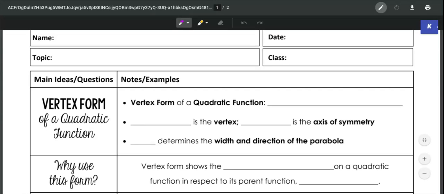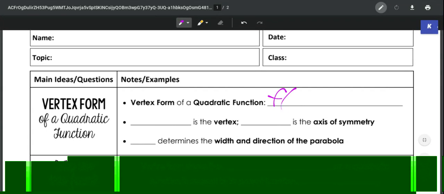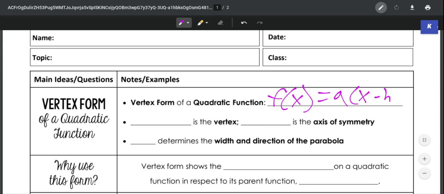So section 2 of Unit 4 is dealing with quadratic functions, but now we're going to talk about vertex form of a quadratic function. And the vertex form is kind of similar to how absolute value stuff was set up when we were graphing them. So it's going to be f of x equal to a(x minus h) squared plus k.